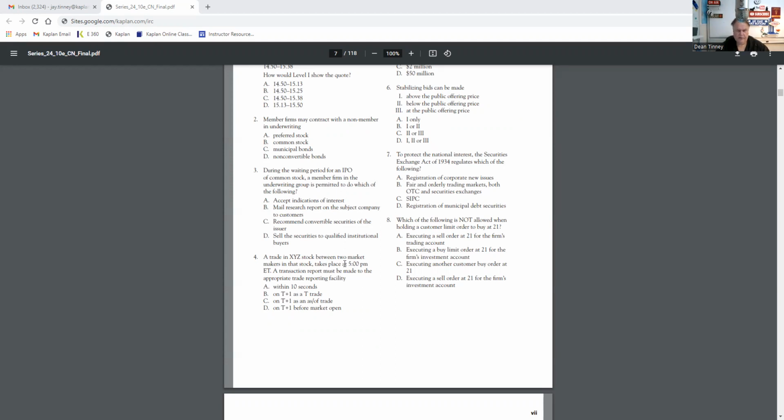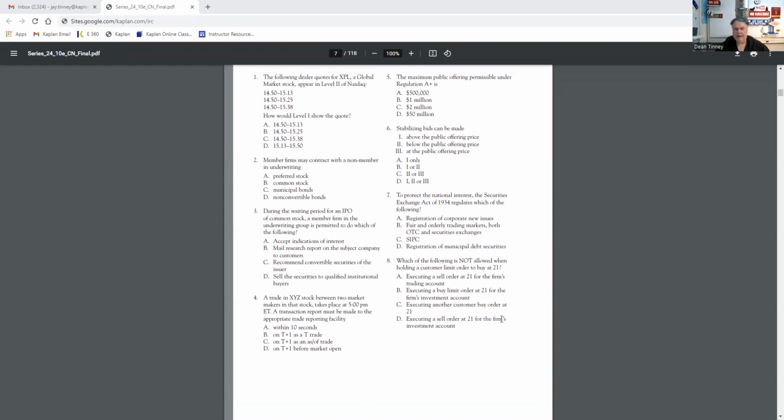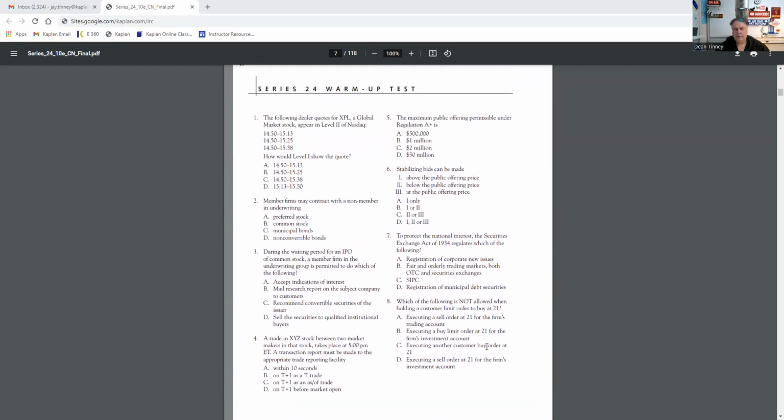Number 4, a trade in XYZ stock between 2 market makers in that stock takes place at 5 p.m. Eastern time. A transaction report must be made. Typically the seller reports within 10 seconds. So the answer is A. I would not worry at all about a Reg A plus offering. It's been raised to 75 million. And what they do when they change things is they remove it from the QBank and then they reintroduce it at some point. So the former answer used to be D at 50 million. Now it's 75 million. And again, I wouldn't expect this to be reintroduced for some time.